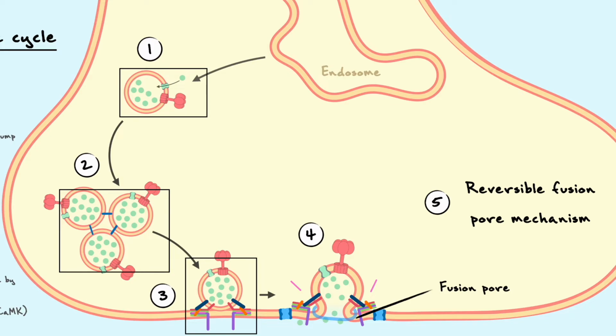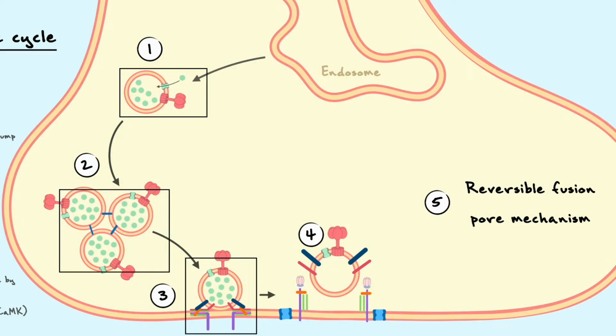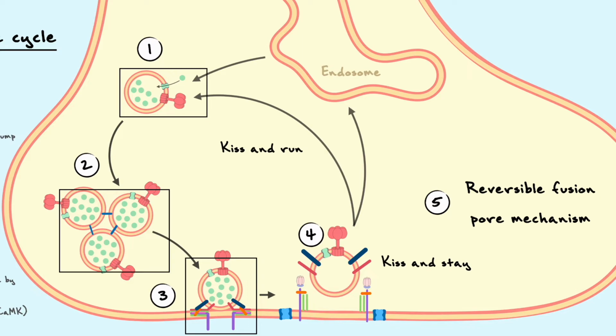After SNARE dissociation, the fusion pore can then rapidly close and reform the vesicle. This process of partially opening the vesicle and then closing is also referred to as a kiss. If, after reformation, the vesicle stays at the membrane, the vesicle is said to do the kiss and stay pathway. If the vesicle goes back to the endosome or gets directly refilled, the vesicle is said to do the kiss and run pathway.